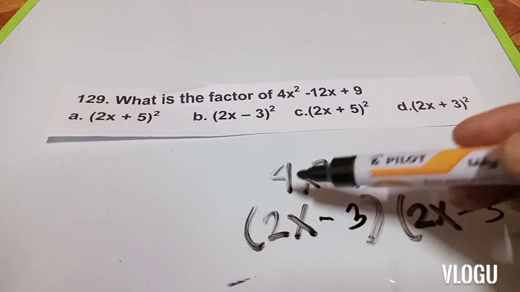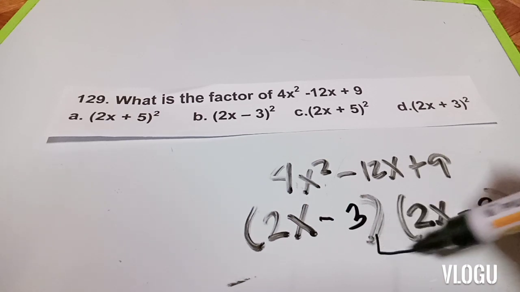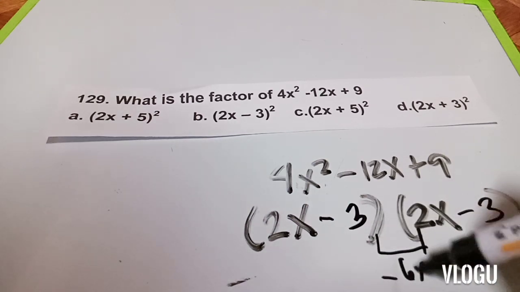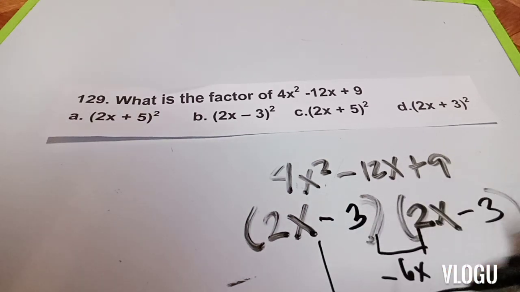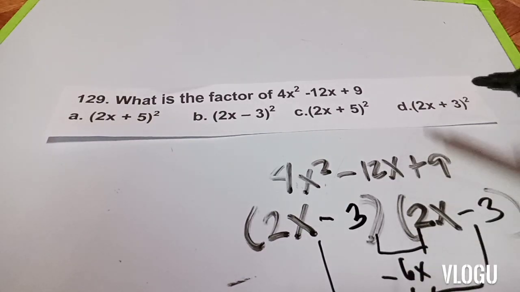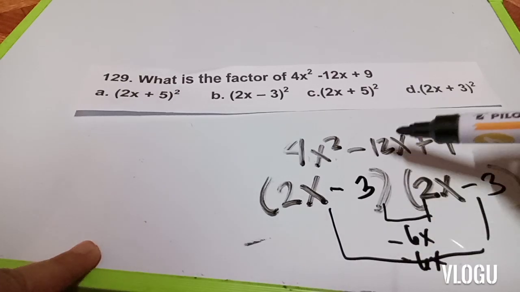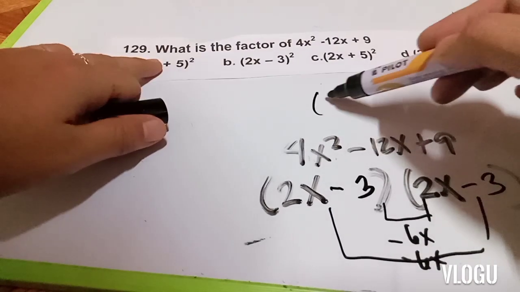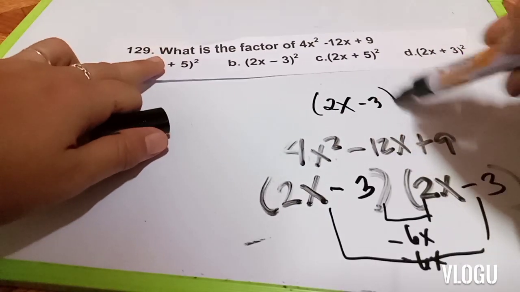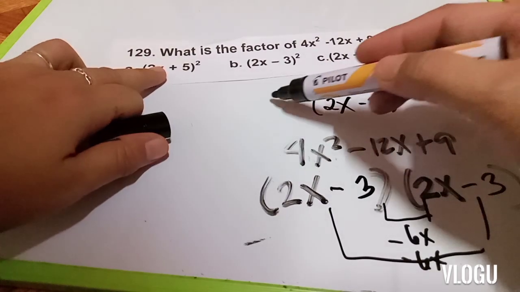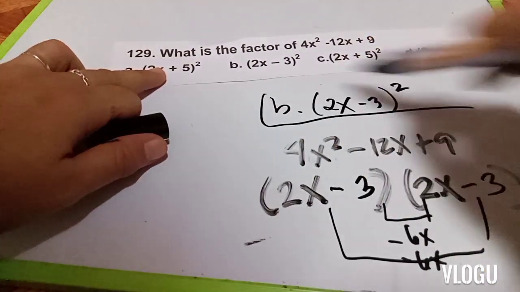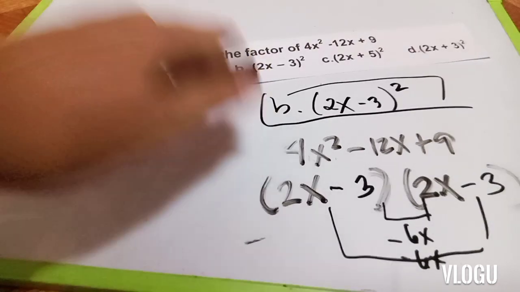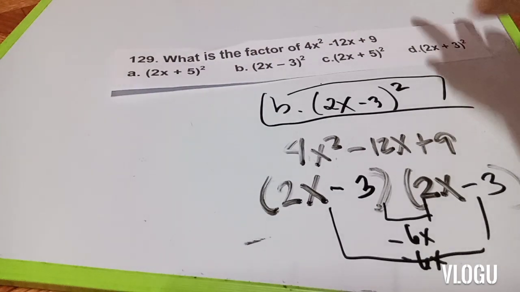2x times 2x will be 4x squared. And this will become negative 6x. And the other one will also be negative 6x. So the center will be negative 6x, and the answer is (2x minus 3) quantity squared. So the answer is letter B. Okay.